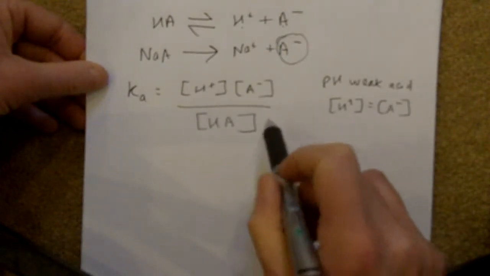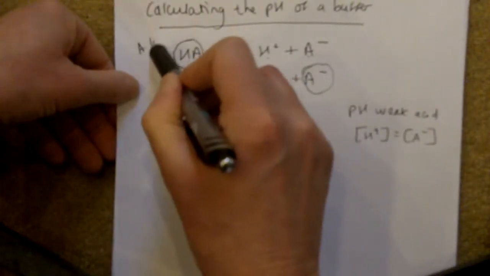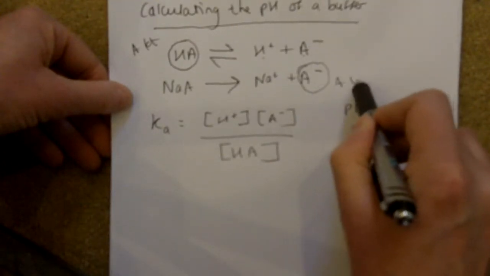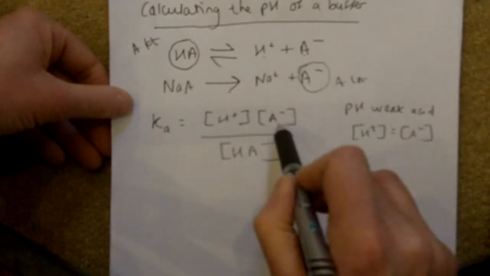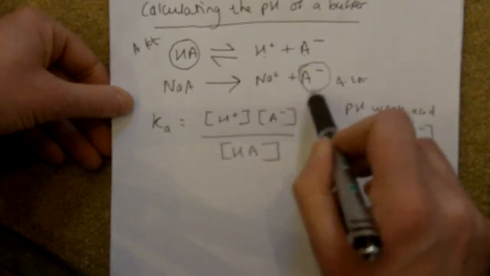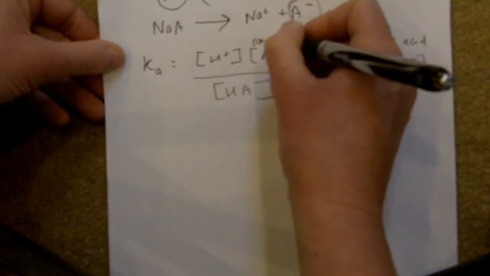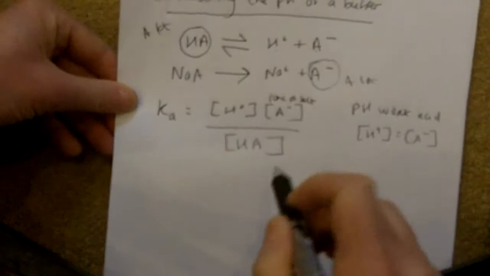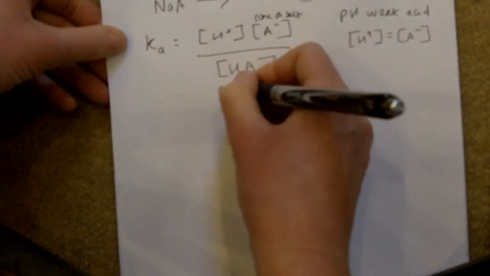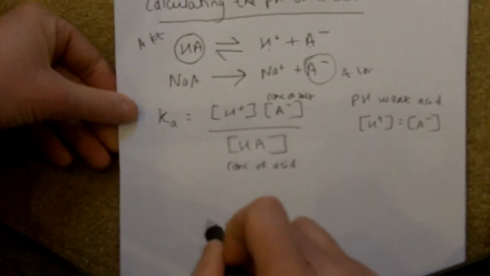But can you see, because we have a lot of weak acid, because hardly any dissociates, we've got a lot of A minus, that we can say that this is the concentration of the salt, the concentration of the conjugate base. And we say that this one here is the concentration of the acid. And that's how we work out our H plus.